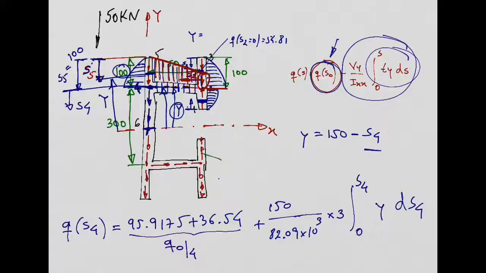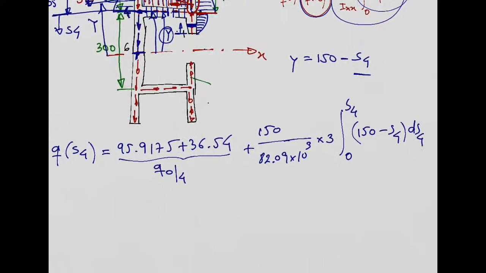Once you define this relation properly, you just need to replace this into this integral. So instead of having this y, you have, in this case, 150 minus S4. And now the only thing you need to do is to integrate, to get the primitive. That's it, right? Then if you do that, you get a relation.